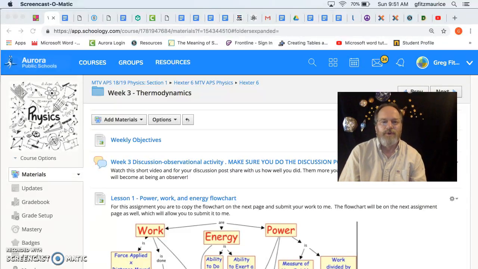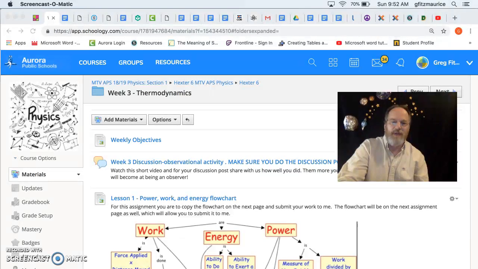And for physics, we're studying thermodynamics. From the word alone, thermo and dynamics, you might be able to figure out what that is getting after. Thermo, the root word, has something to do with heat: a thermometer, a thermostat. And dynamics has to do with motion. So that's what we're going to be talking about this week.